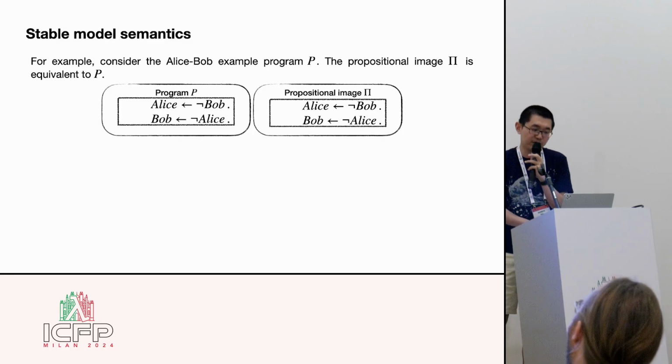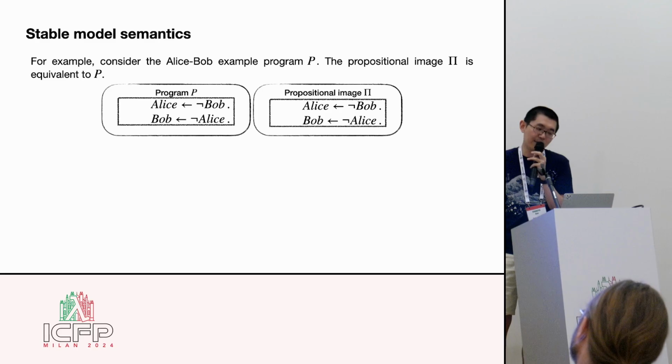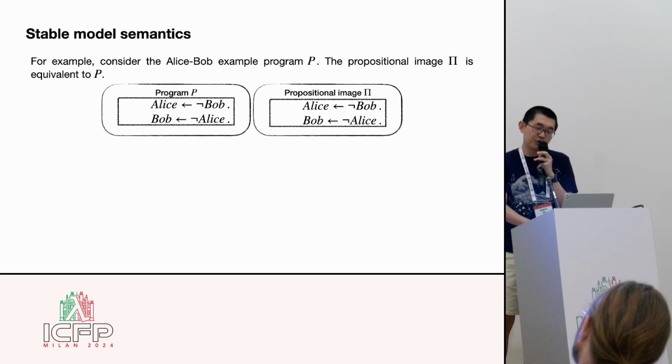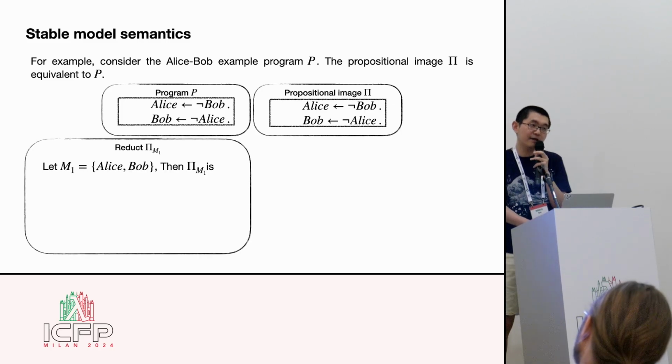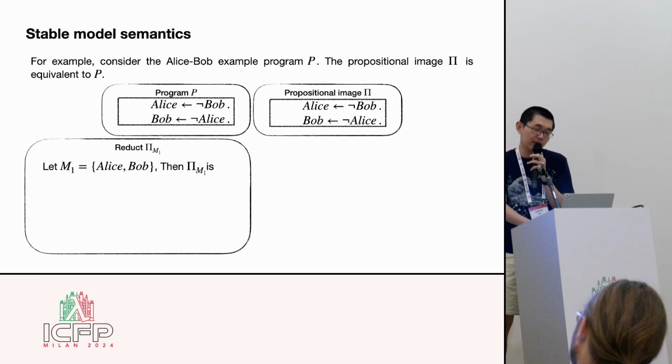There's nothing special here. It's still saying, okay, not Bob implies Alice, or not Alice implies Bob. So we try our first interpretation. Are Alice and Bob going together? So this is our first interpretation. Alice and Bob are supposed to be true.